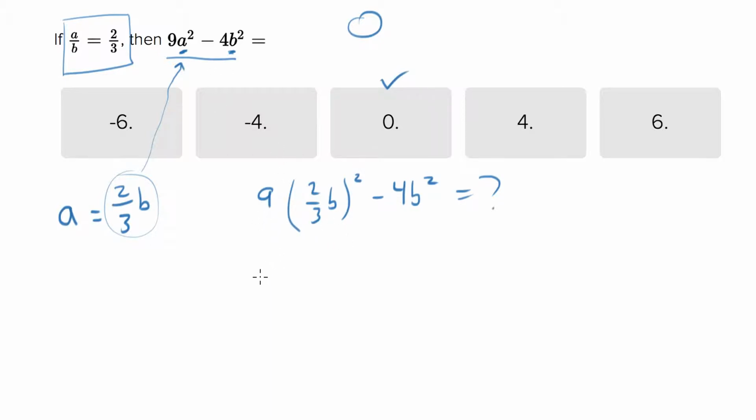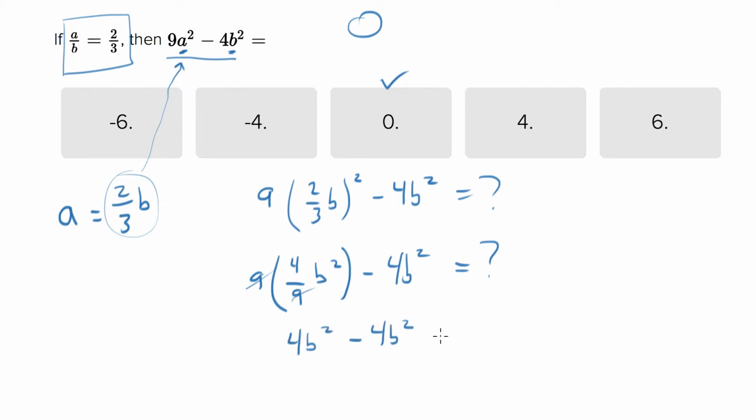And so we'll have 9 times, let's square 2/3, that's what, 4/9? 4/9 b squared minus 4b squared. You can already see it's going to cancel out. So the 9 and the 9 cancel, and we end up with 4b squared minus 4b squared, which equals 0. So the unknown is 0 as we suspected, and that's going to be your correct answer.